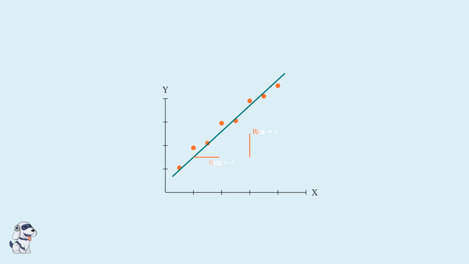The slope tells us how much y increases for every unit increase in x. We calculate slope as rise over run. In this example, when x increases by 4 units, y increases by 4.4 units, giving us a slope of 1.1. The y-intercept is where our line crosses the y-axis, which occurs when x equals 0. In our example, the y-intercept is approximately 0.8.